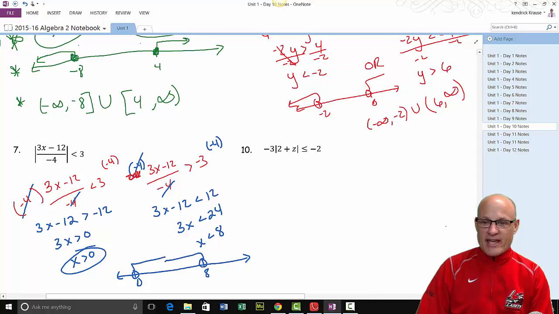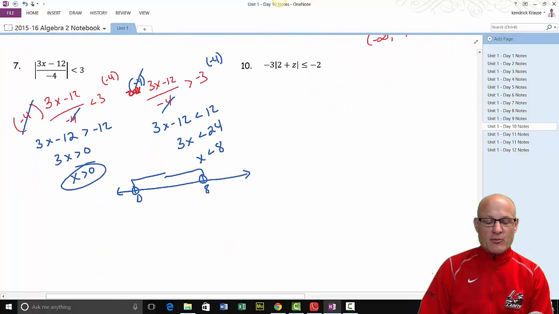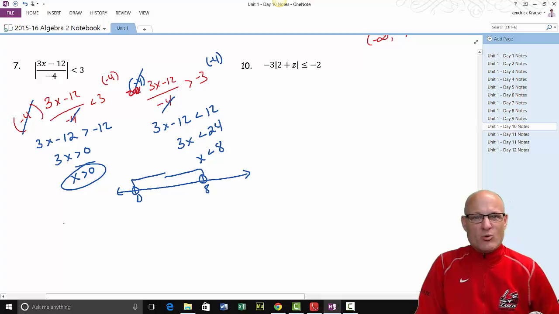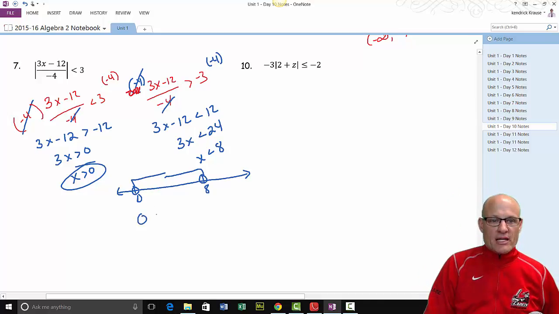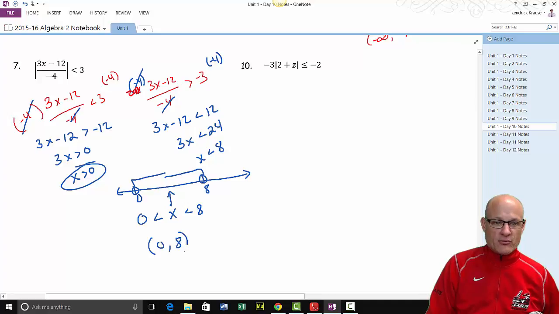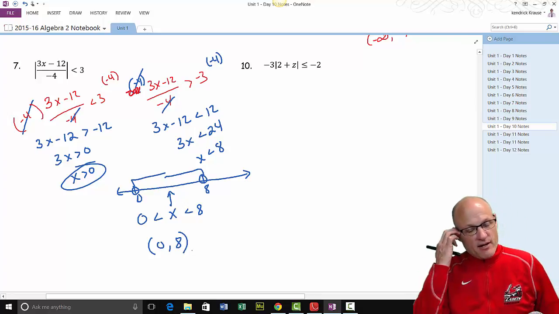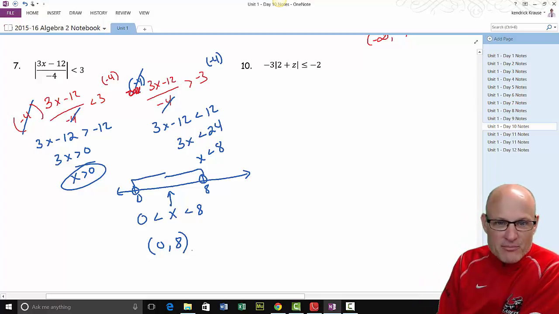So this is an and situation, so you're not able to just leave it like this. You can't write the word and in here. So what we want to do is write this as a compound inequality. We want to put x in the middle. So we're going to do 0 less than x less than 8. X is in the middle. Or parentheses 0, 8, parentheses. There it is. All right, last problem of this day.